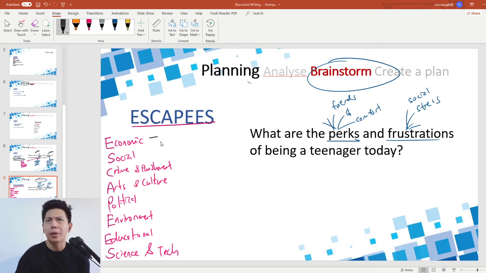Let's think about economic. Okay, teenagers today, maybe you say are they richer, are they poorer than teenagers in the past? I think most people will tell you that teenagers today enjoy more money than in the past, right? Social, how about your social circle, your friends? Is it better? Is it worse today? I would say social media maybe has made life worse off for some teenagers.